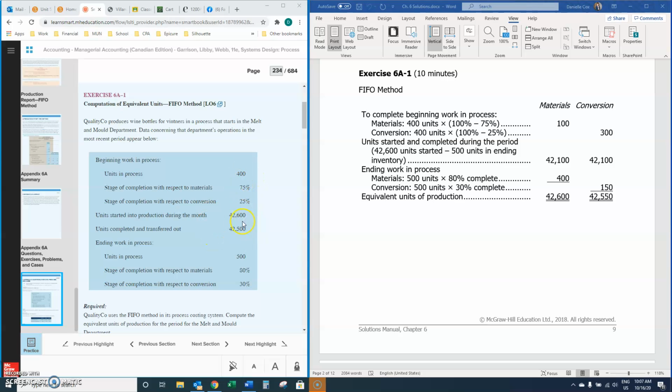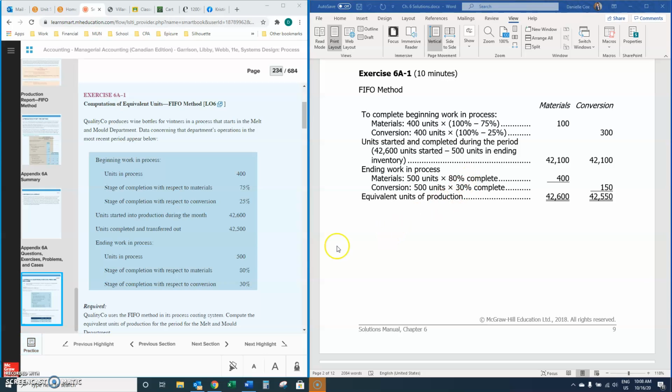Instead of just lumping all this together as units completed and transferred out, we are saying there was 400 in beginning work in process. During this period, we started 42,600 units, but there's 500 remaining in work in process at the end of the period. So the amount that was started and completed during the month was 42,600 minus the 500, and that's 100% complete. And then we have ending inventory of 500 units, and they are 80% complete with respect to materials and 30% complete with respect to conversion.